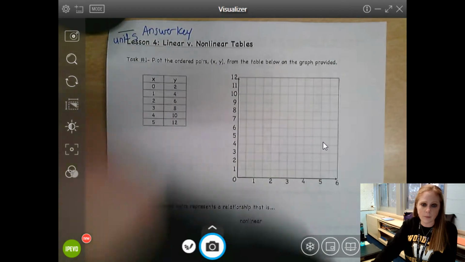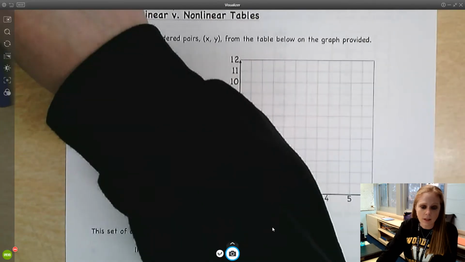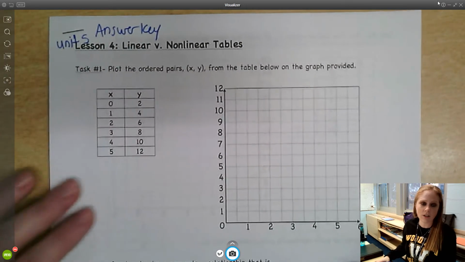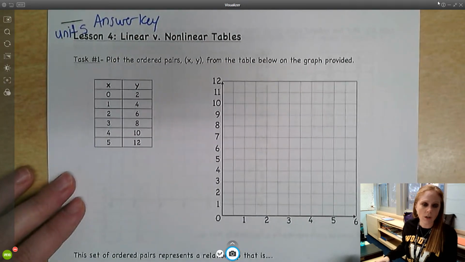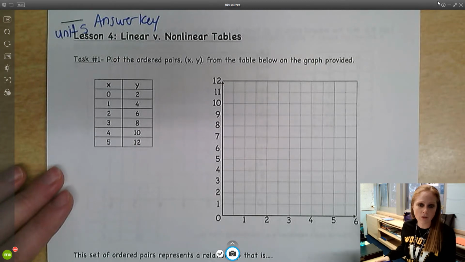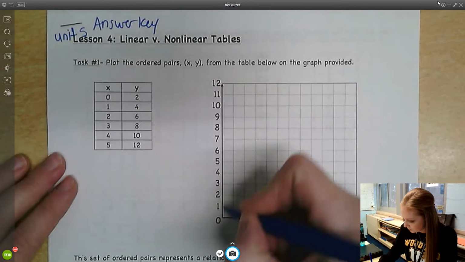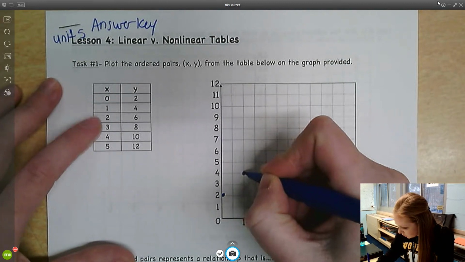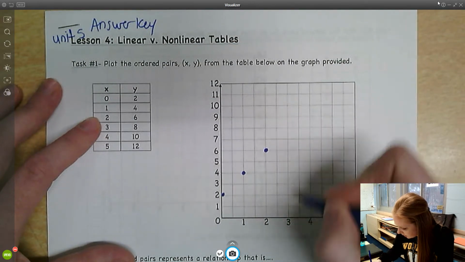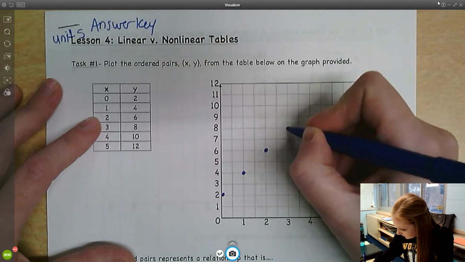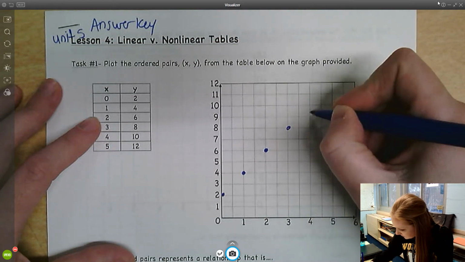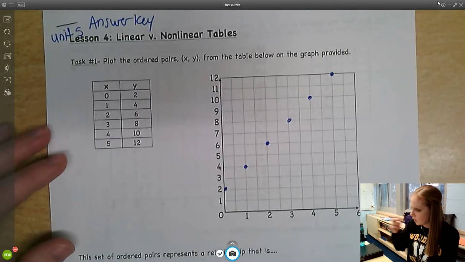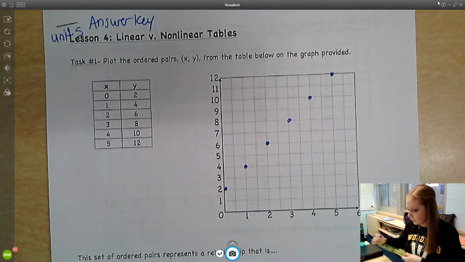All right, so this lesson is Unit 5, Lesson 4, Linear versus Nonlinear Tables. We start out with a warm-up, plotting the ordered pairs from the table. Let's just quickly plot those: (0, 2), (1, 4), (2, 6), (3, 8), (4, 10), and (5, 12). Okay, we want to know if this is linear or nonlinear.